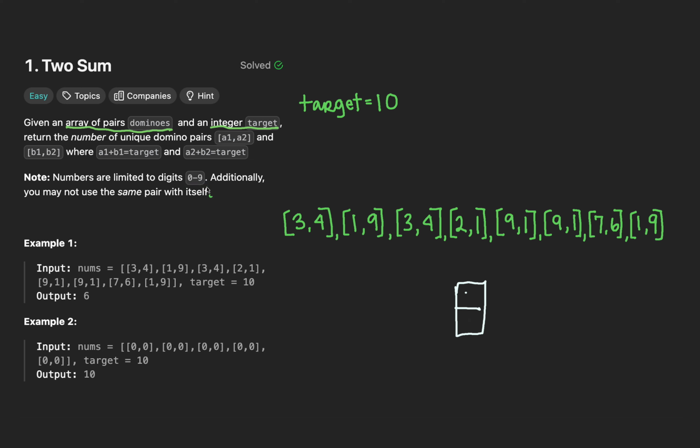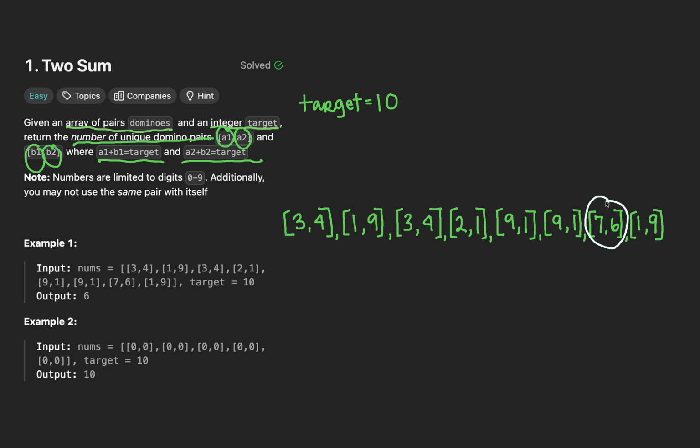Okay, so what we want to do is we want to return the number of unique domino pairs, where the first number of each adds up to the target. And the second number of both pairs also adds up to the target. What does this mean? Well, let's go to our example.